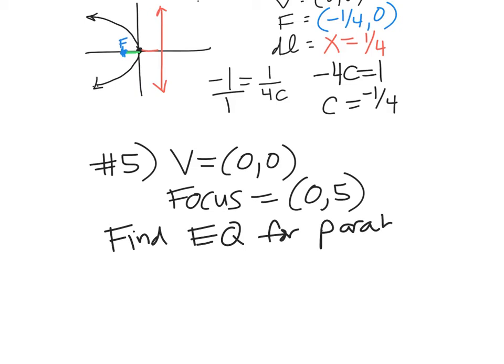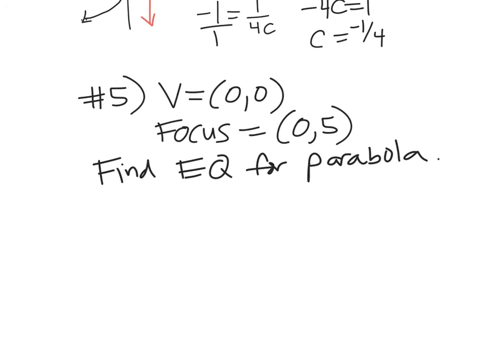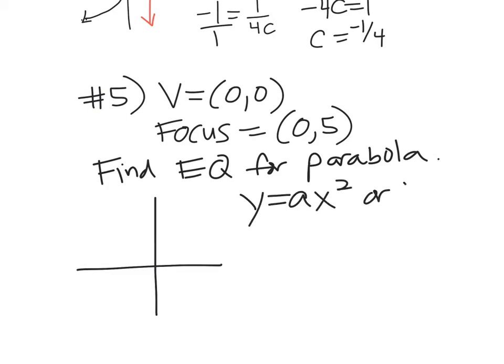Find an equation for the parabola. Okay, we're just going backwards now. Vertex 0, 0, focus 0, 5. My suggestion to you, and you can take it or leave it, is to draw a little picture of this, because you have to decide, are you going to use this formula or this formula? There's two options here.